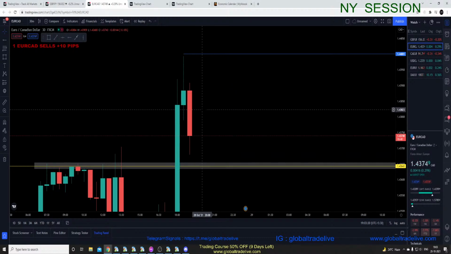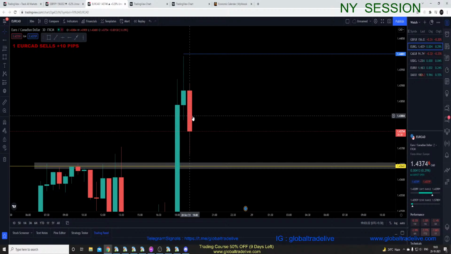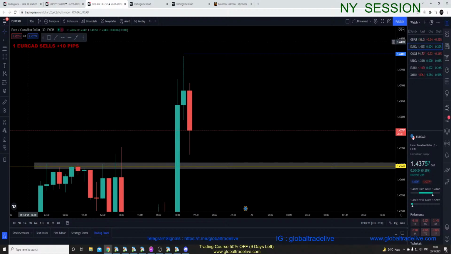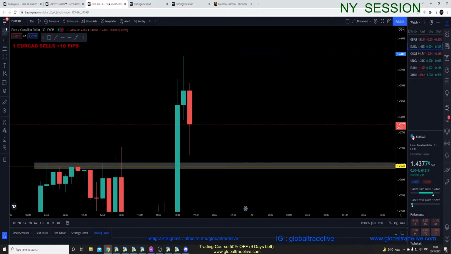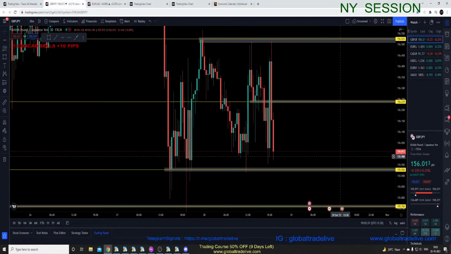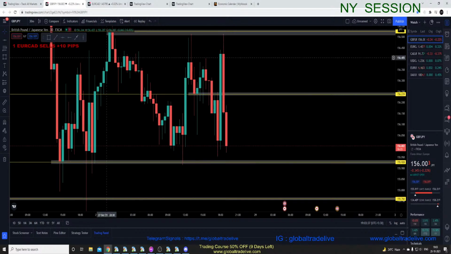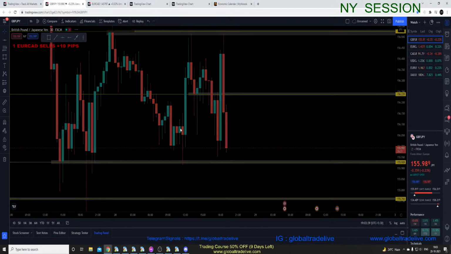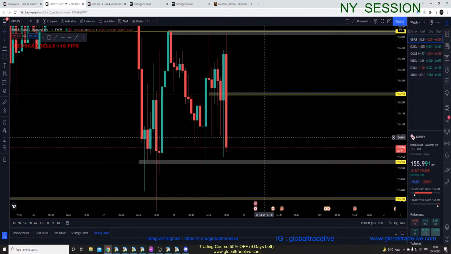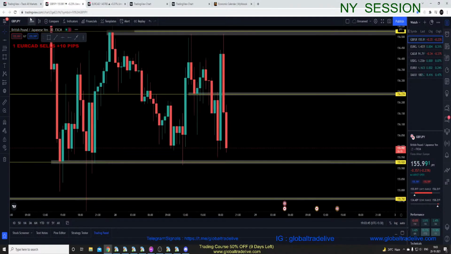Okay, so 30-minute candle is now coming down like a retracement, and 1 hour is also coming down. GBP JPY is going down again at this area. So let's see. We need to be very very careful in GBP.